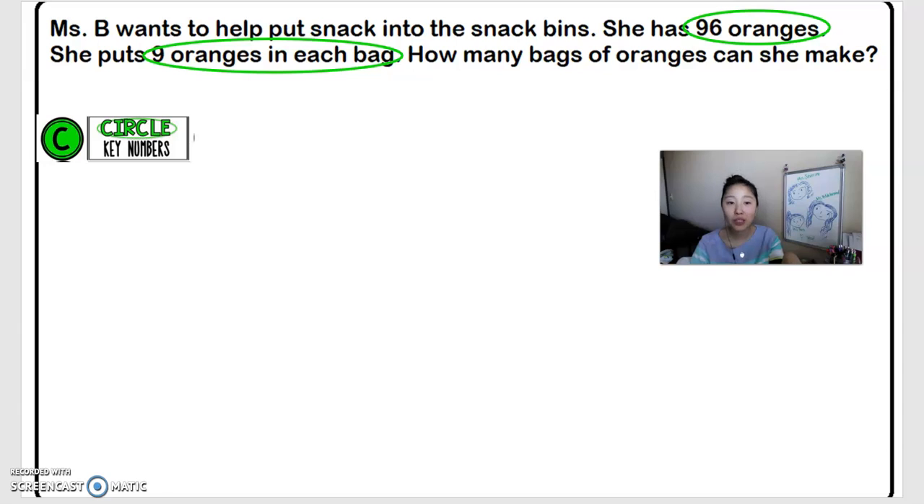Next one. Miss B wants to help put snacks into the snack bin. She has 96 oranges and she puts 9 oranges in each bag. How many bags of oranges will she make? Well, now we need to pause and go look for that. Okay, gonna go get my tool.